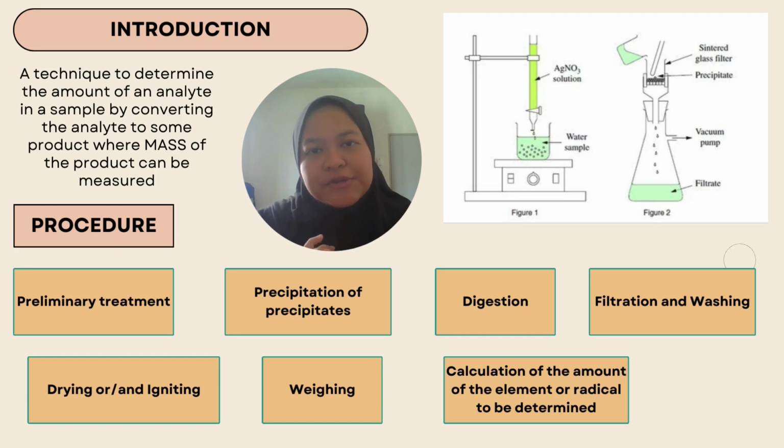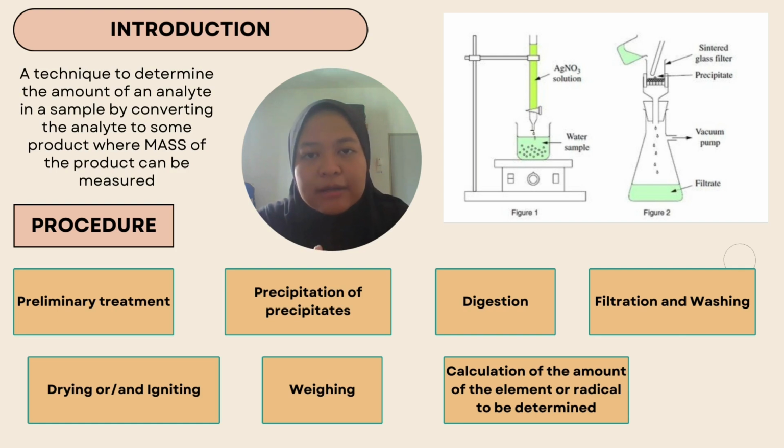Now I'm going to introduce you to gravimetric analysis. Gravimetric analysis is a technique to determine the amount of an analyte in a sample by converting the analyte into some product where the mass of the product can be measured. Here, I include the diagram of how gravimetric analysis looks like.